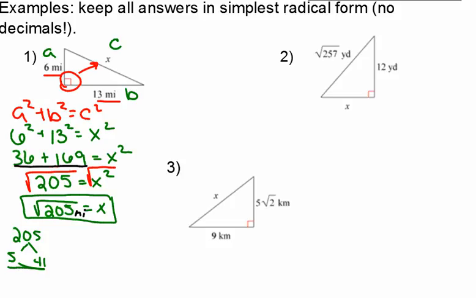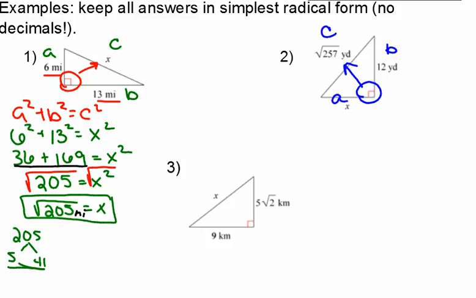Example 2. First thing we do is identify our 90-degree angle. We know the 90-degree angle is across from our hypotenuse, so we found our c value, the square root of 257. And we know our other two sides are our legs, so our a and our b value. If you look at where our variable is, our x, we know that's a leg.